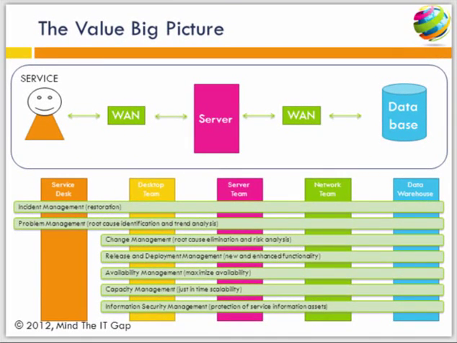Now, when we look at what we're doing from a service perspective, we have our service from the end user through the WAN to the server, back out through the WAN into our database. And we look at the way that these processes kind of map across those functional silos. You know, the service desk is focusing on restoring service, and the desktop team is managing the desktop system, and they're involved in incident and problem management. When we look at all these functional silos and all of the processes that we begin to adopt, we have to be able to understand that ultimately the value is created through the service, and that everything that we're doing within those functional silos and the processes that we're creating are meant for us to deliver that service in a way that will be valuable to the business.